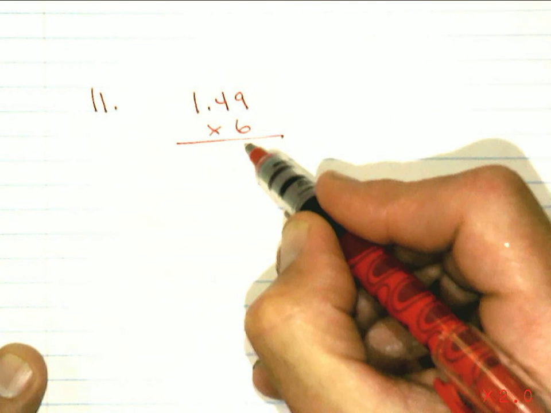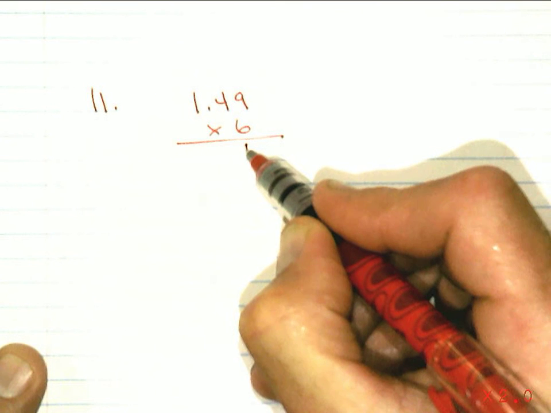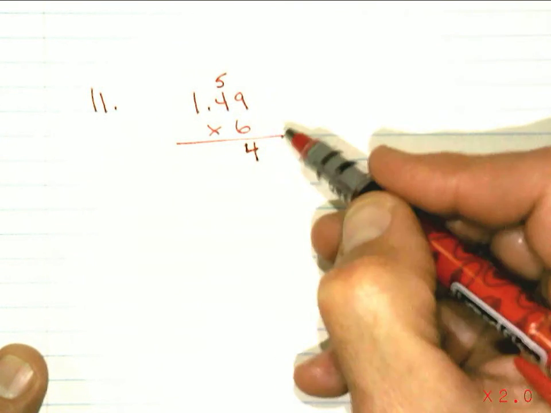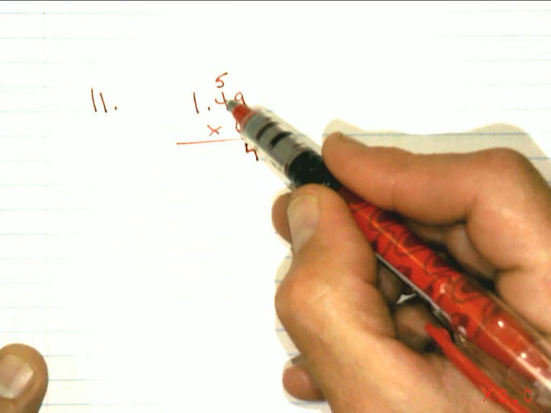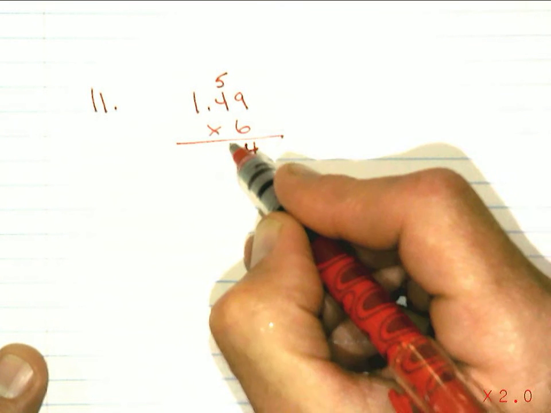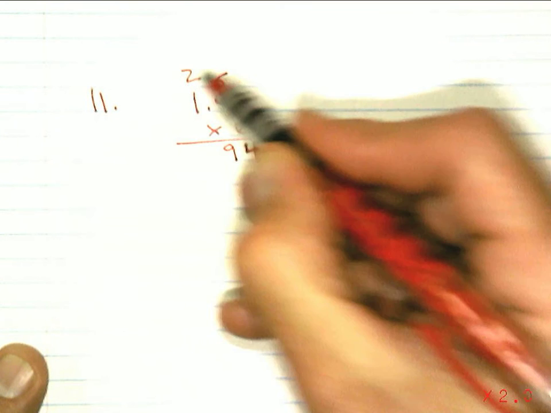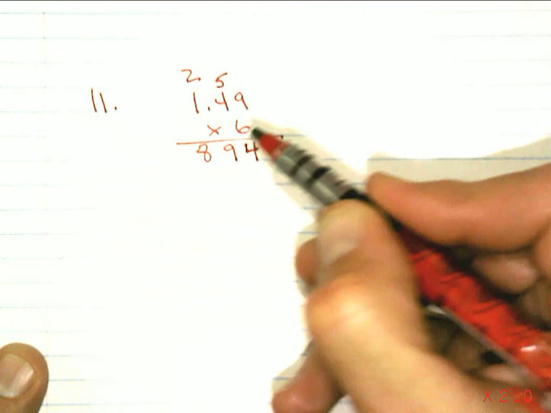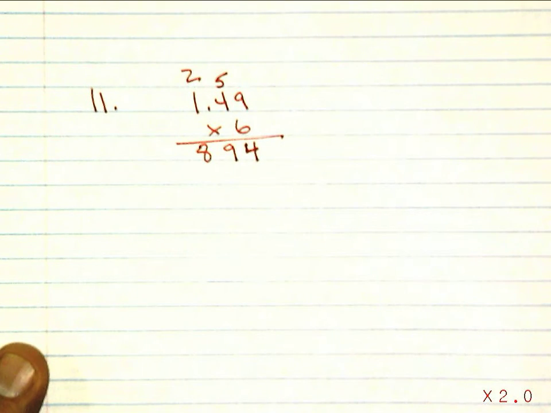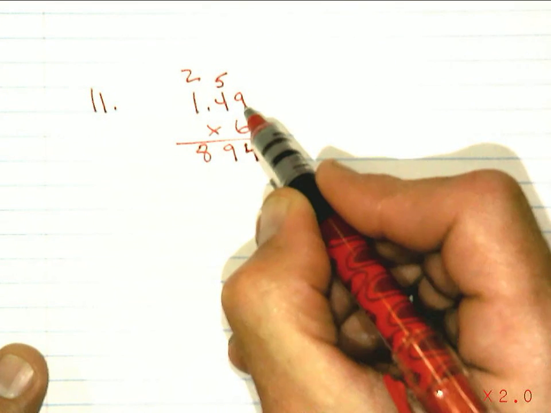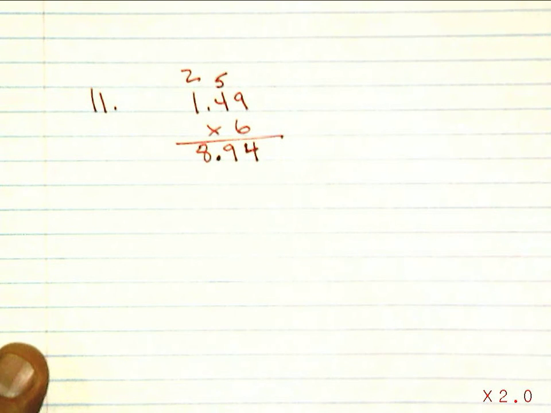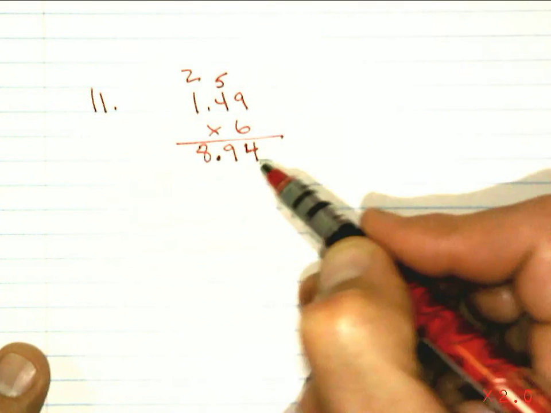9 times 6 is 54. So I'm going to put down a 4 and carry the 5. And then 6 times 4 is 24, and 5 is 29. Carry the 2, and then 6 times 1 is 6, and 2 is 8. And so here's often where the mistake is made in this problem. I need to remember that there were two numbers behind a decimal point, so I need to make sure that I put that decimal point right there after two numbers.